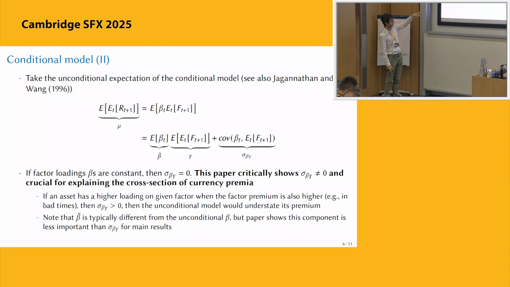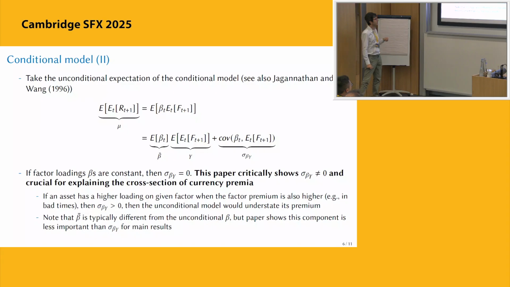Okay? So you see the first component is a beta times gamma that resembles the unconditional model, but it's actually different because the beta bar is not necessarily equal to, say, the average of the beta. Okay? And then you have the second component, the sigma beta gamma, which is capturing this covariance between this time-varying beta and the time-varying risk prices.